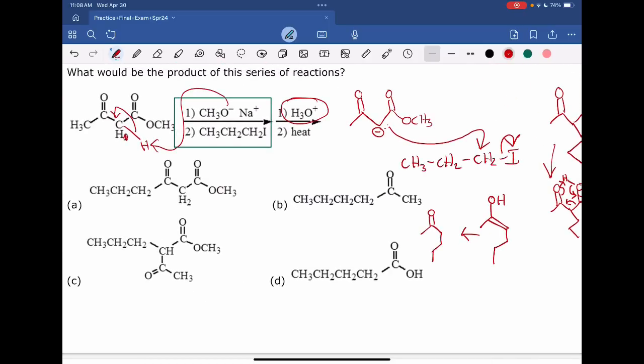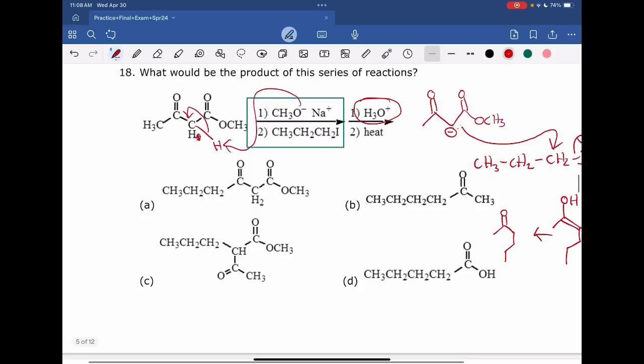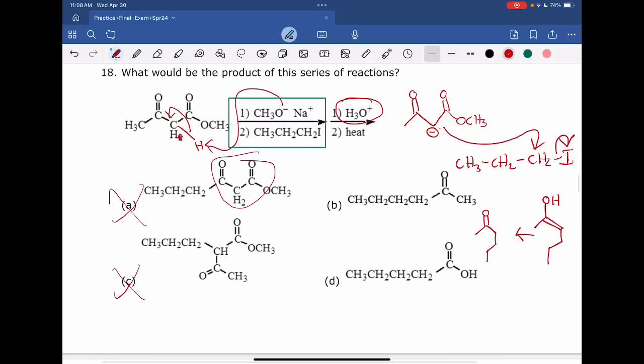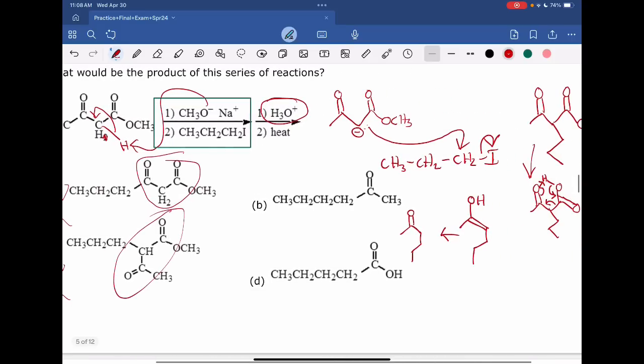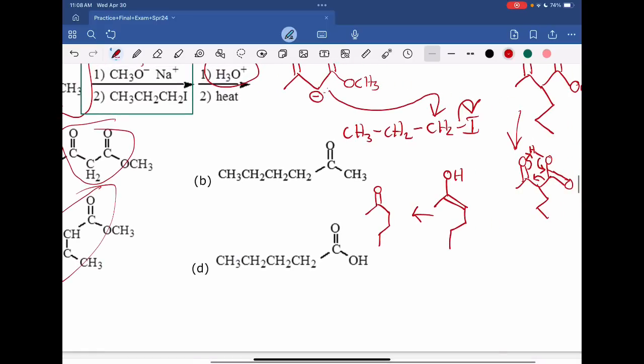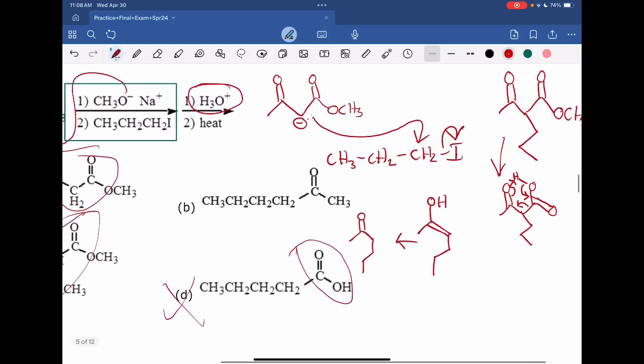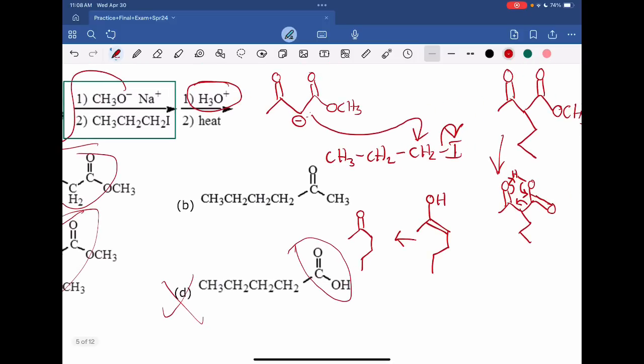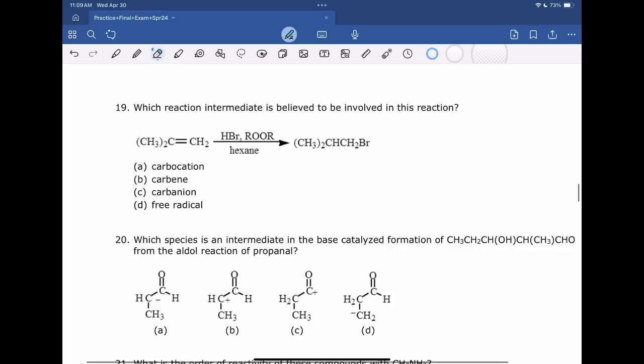So A doesn't make sense. Why would you have 2 carbonyls? A is out. C is out for the same reason. You got 2 carbonyls. We're just in between B and D. D has a carboxylic acid, which doesn't make sense. B is exactly what we drew here. B is the same as this. Is it? Yes it is. Okay.